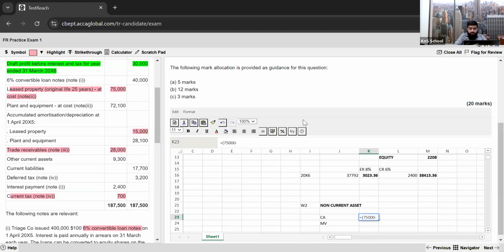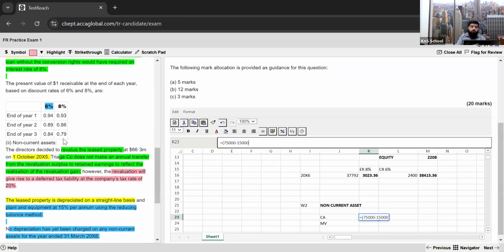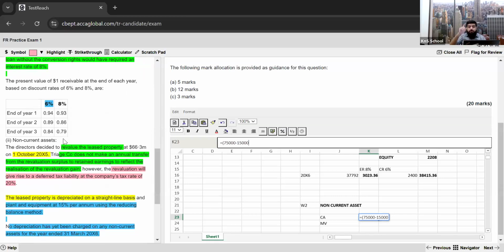So we are going to deduct it. That is 75,000 minus 15,000. Now this is the book value at the start of the year. But we are revaluing the asset in the mid of the year, that is on 1st October, which means we need to calculate the depreciation for the 6 months, right?